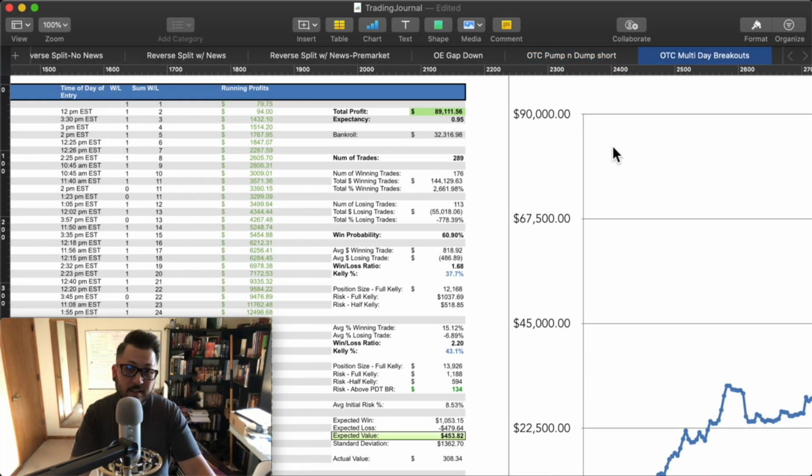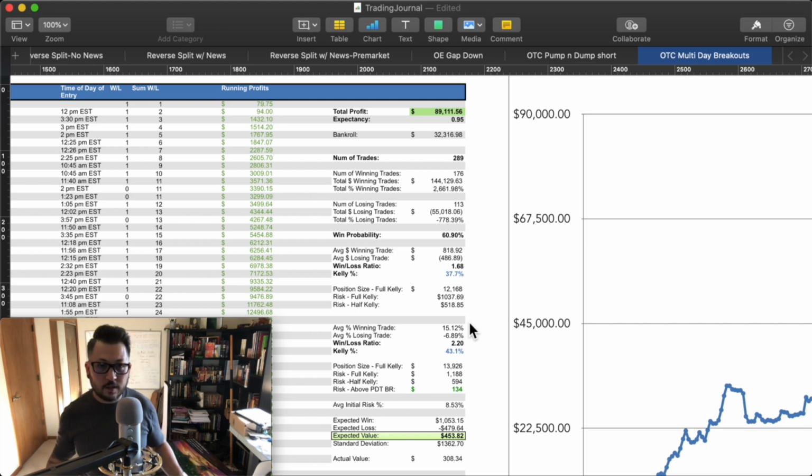And then finally, it's the OTC multi-day breakouts. It's my bread and butter setup. This is where I first found an edge. This was a setup that I focused on exclusively when I was down at all-time lows, when I was just starting out. This setup brought me back into the green overall very quickly, and it's really never failed me.